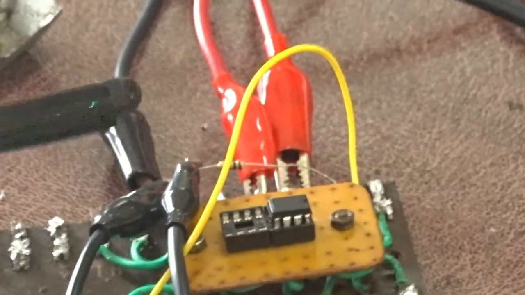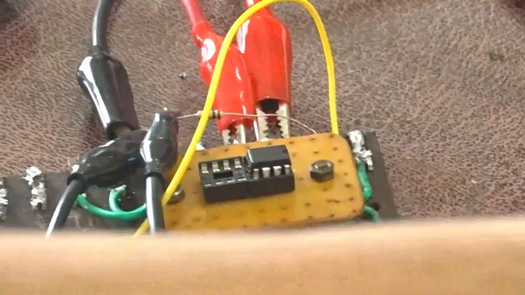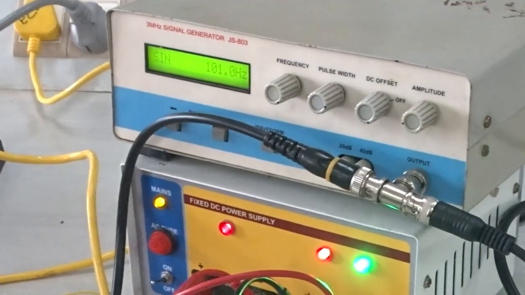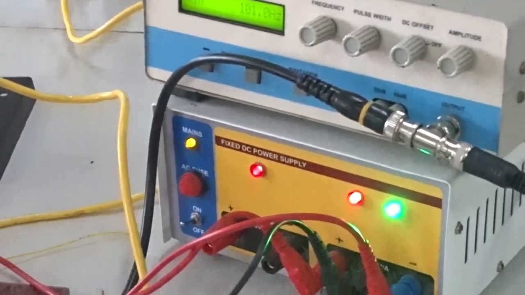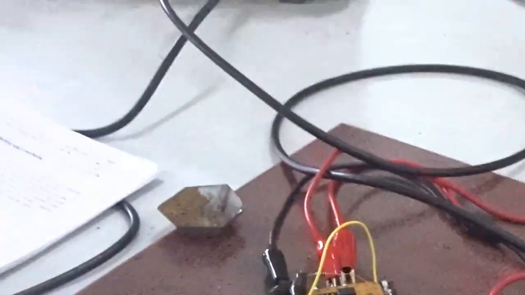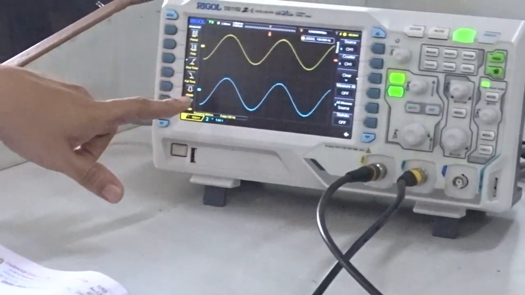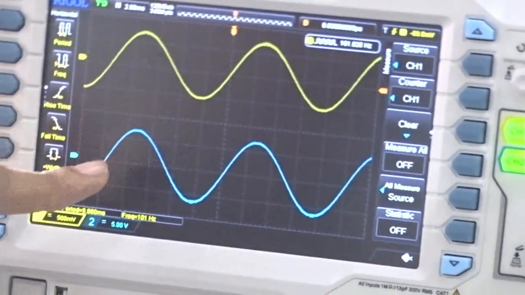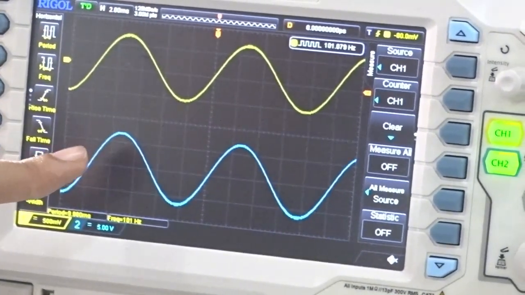Again, the input is applied to pin number 3. This is the signal that we are giving from the signal generator to pin number 3, and from pin number 6 we are observing the output. This is the waveform of the non-inverting amplifier. This is the input signal and this is the output signal, and the output signal follows the input signal, but it is an amplified version of the input signal.